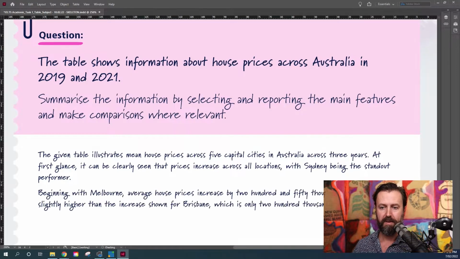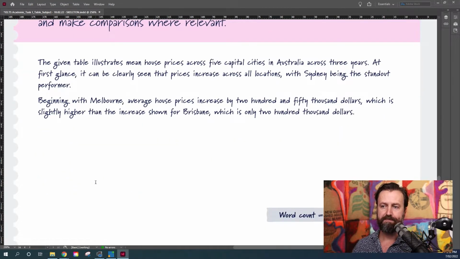Here we go. So we've got beginning with Melbourne, average house prices increased by $250,000, which is slightly higher than the increase shown for Brisbane, which is only $200,000. So you can see here one of the words we need to know, because we're going to use it quite a lot, is the word which. Now, which is a fantastic comparison utility word. It enables us to make a statement and then say which then allows us to compare something.